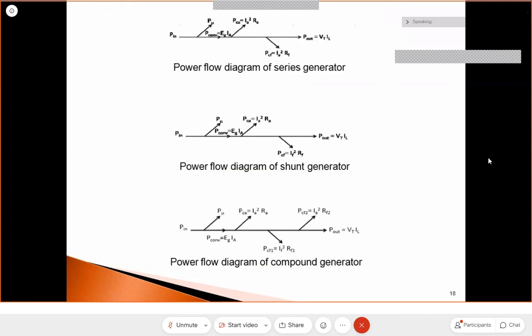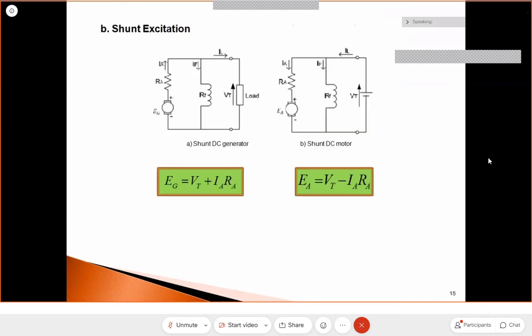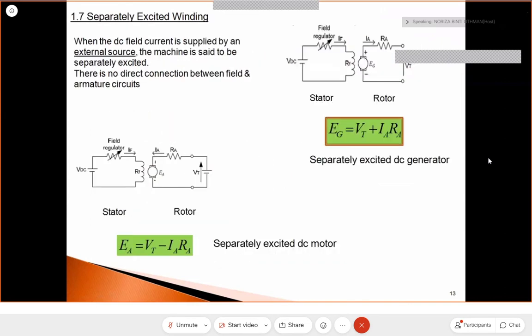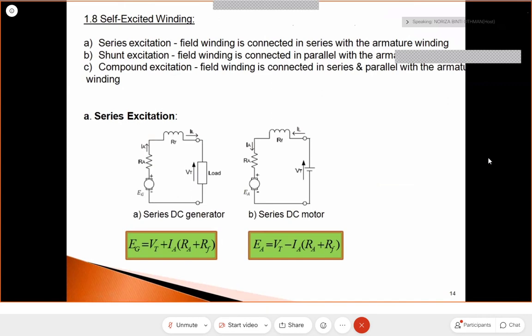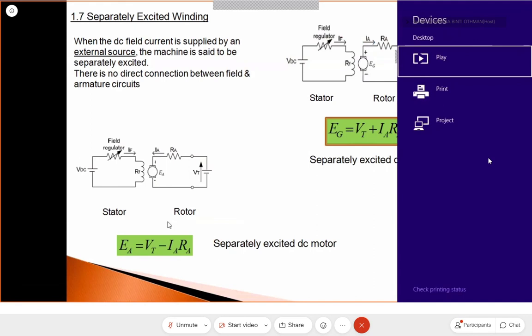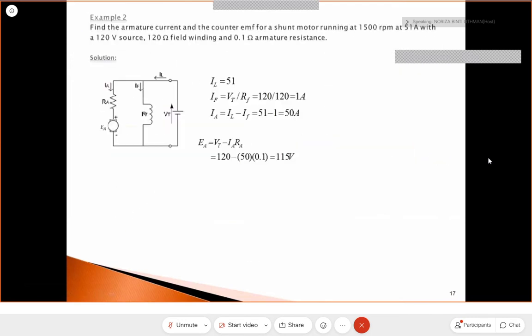Okay, so apa yang you buat adalah you just tengok sahaja type of winding dia, sama ada dia separately excited winding ataupun dia self-excited winding. So self tu sama ada dia series, shunt ataupun compound. Okay, so tengok je lah dia punya formula. Formula untuk DC motor untuk separately excited, and then DC generator untuk excited ni. Tengok formula je. Senang je. Boleh?